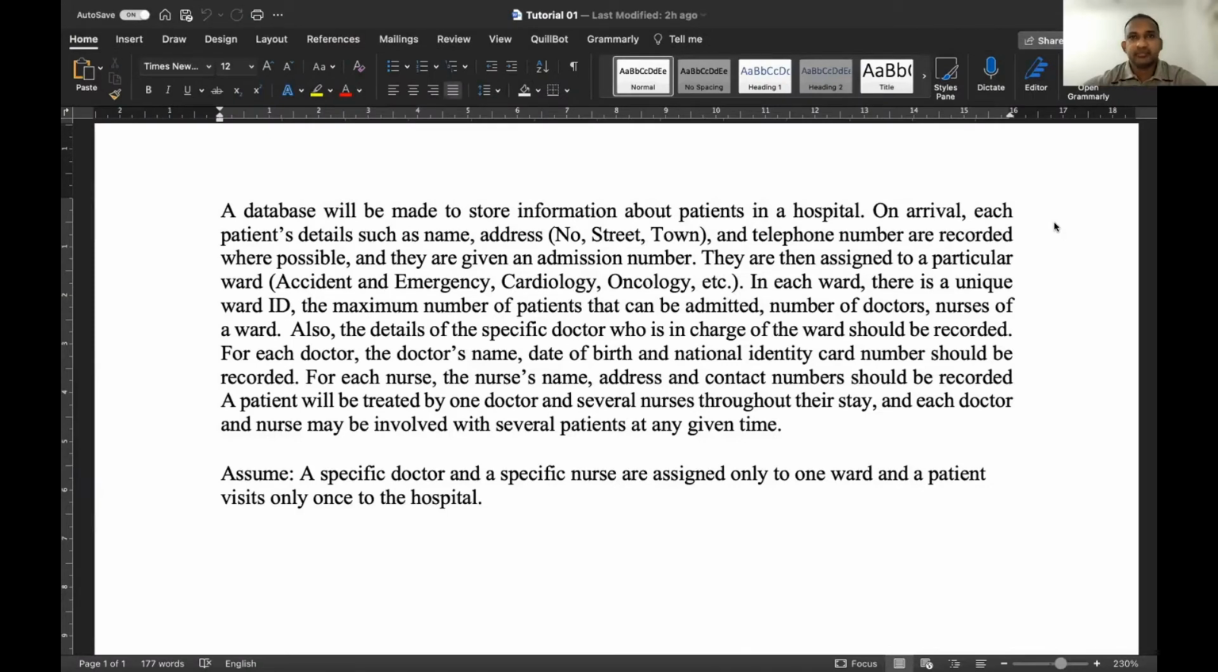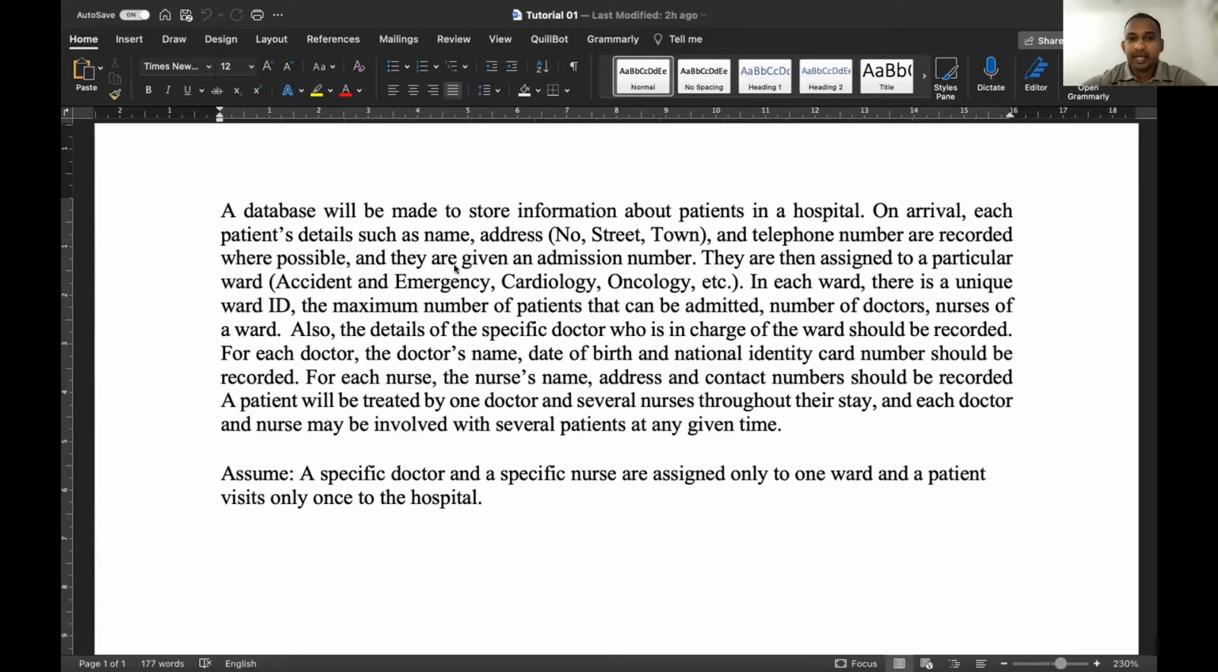This is the scenario for which I will create an ER diagram. A hospital is the setting for this scenario. A database will be made to store information about patients in a hospital. On arrival, each patient's details such as name, address, and telephone number are recorded. Remember that when you are saving the address, it should consist of 3 parts: number, street, and town. Those are the details that should be saved for a patient.